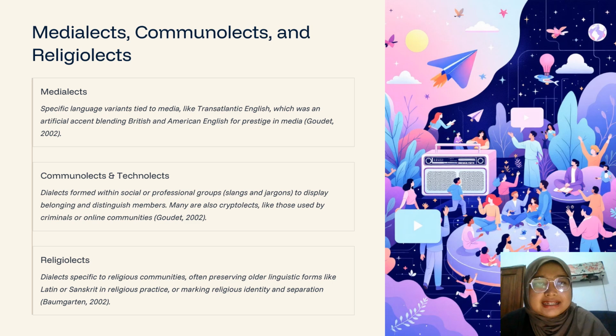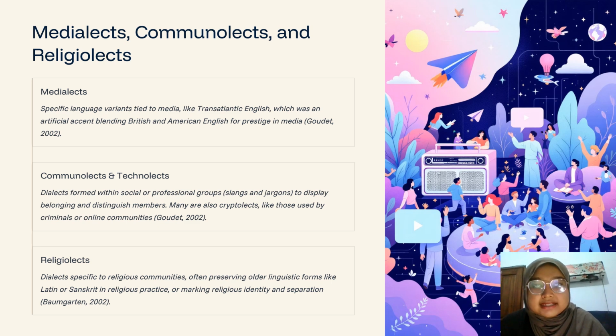So this slide covers three types of specialized dialects. The first one is medialects. Medialects are language variants tied to media, exemplified by translating English and an artificial accent blending British and American English for the stage.